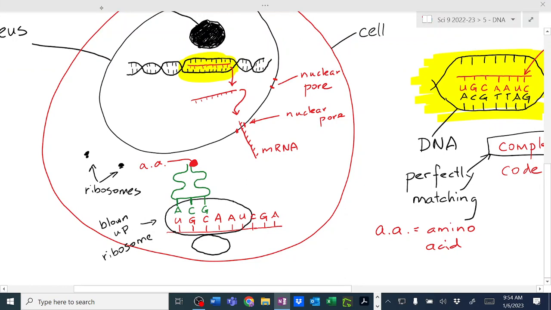What's the green thing called? That's tRNA. The tRNA, what's its job? It transfers the amino acids from the cytoplasm into the ribosome so that a protein can be made. Okay, so there's our tRNA.